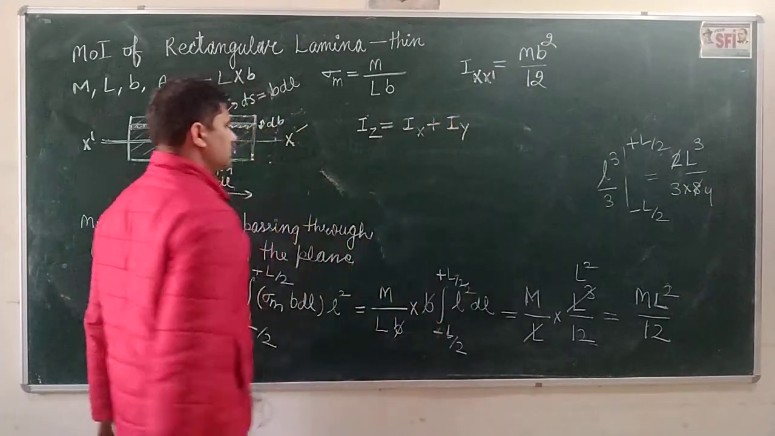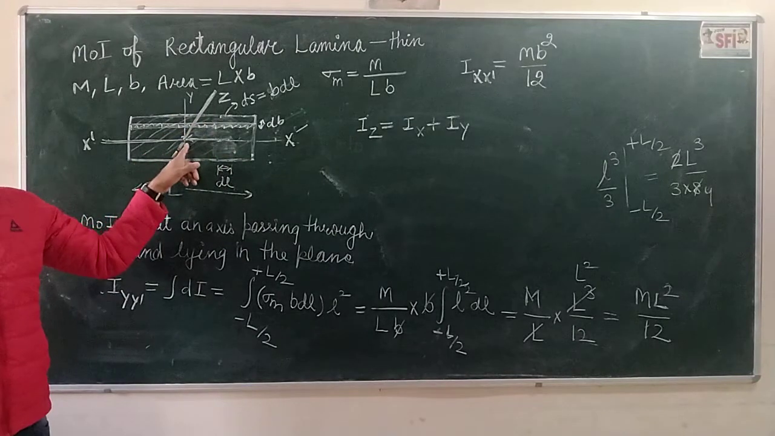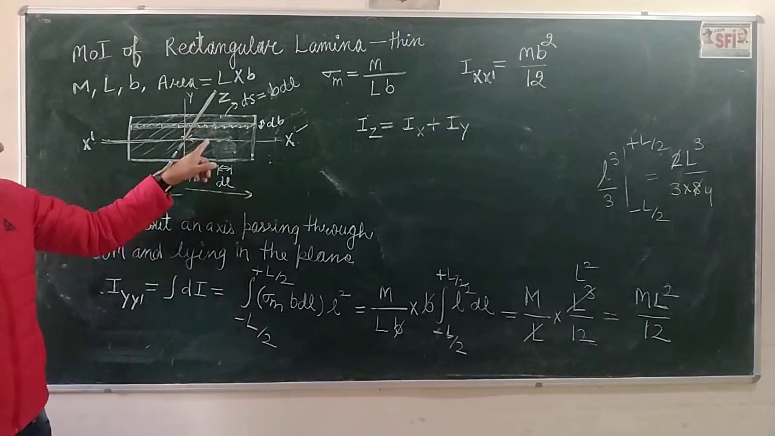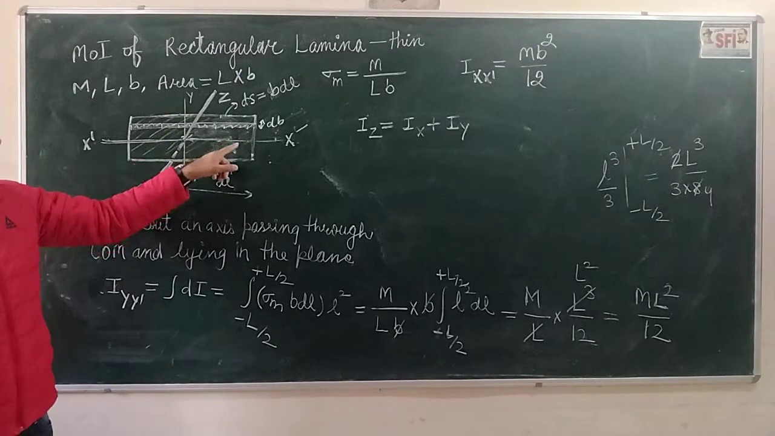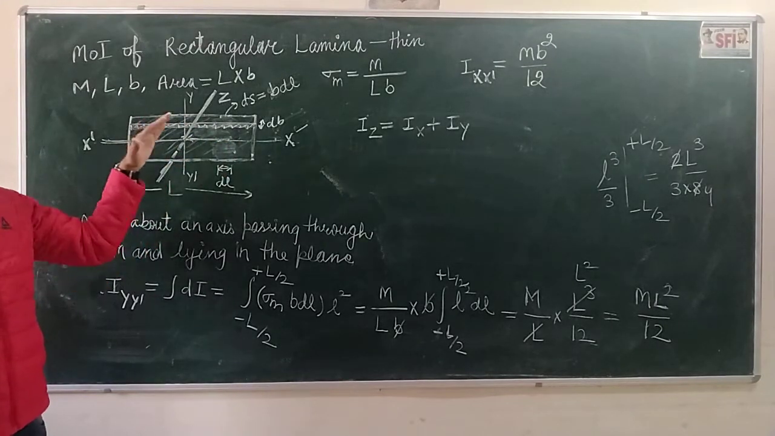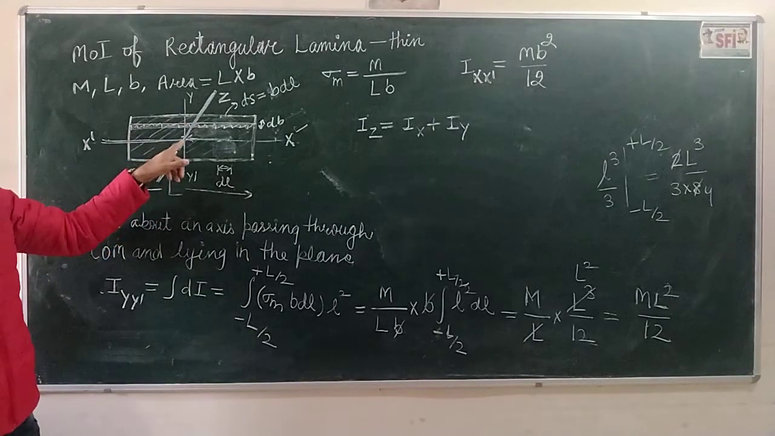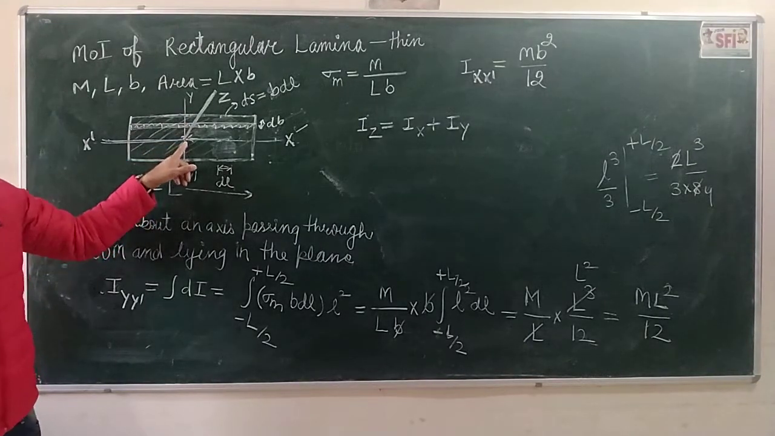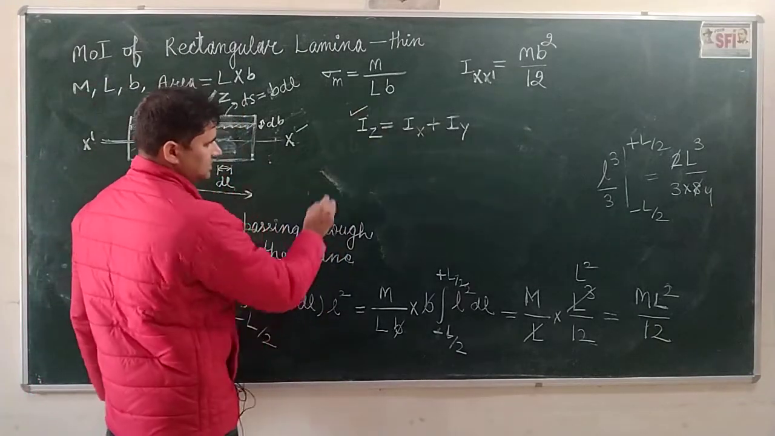Why? Because you can see x and y, these axes are passing through the center of mass, so the sum of the moments of inertia about the x-axis and y-axis will give you the moment of inertia about an axis which is perpendicular to the plane of a rectangular lamina, and that is given by this relation.